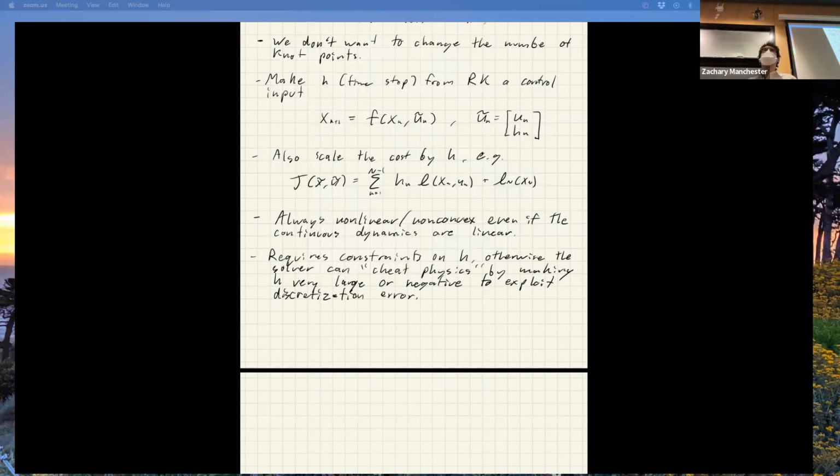Any questions about any of this stuff? Is there a reason why the H is in the controls and not the state? Pretty much because I want to optimize it. In DDP, I have X naught, and that's all I get to pick, and then I'm finding the U trajectory. So if it's something I actually want to play with, I have to put it in the U.